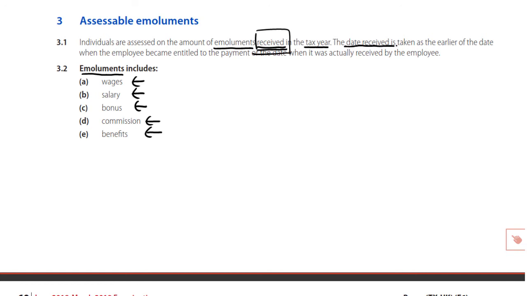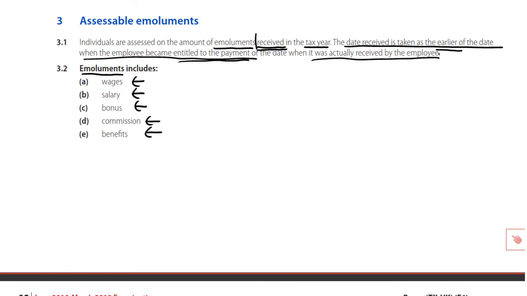Usually, of course, to stop taxpayers perverting that particular rule. The idea here, the date received is taken as the earlier of the date when the employee became entitled to the payment. Now, there we've got that new term, when you became entitled to the payment, or the date when it was actually received by the employee. Now, that's obvious. When did you actually receive it? When did the payment go into your bank account? When did you pick up that cash? But what may be earlier is the date when you became entitled to the payment. Now, you do not have to worry about how we may determine what that may be in various circumstances. You'll be told. So if you are told, therefore, that this is the date that you became entitled to the payment, here is the date that it was actually received, it is the earlier of those two dates that you will use.